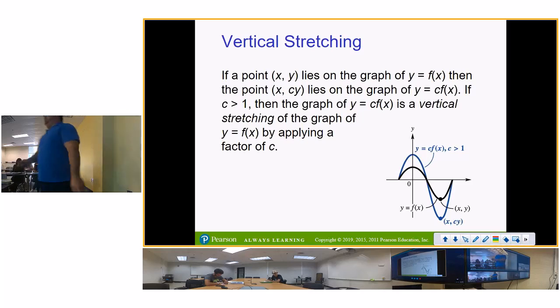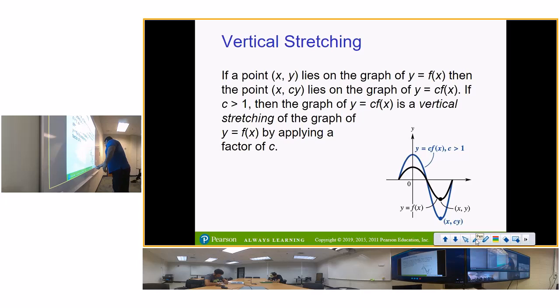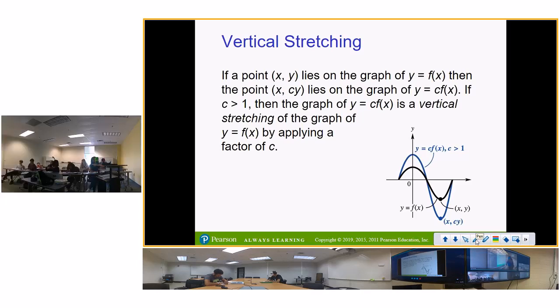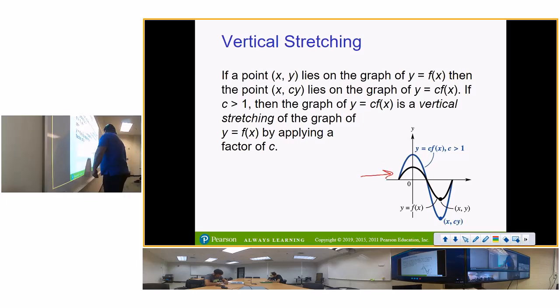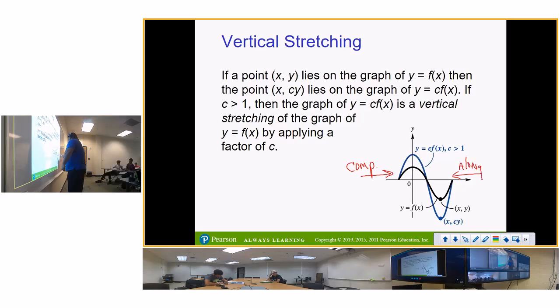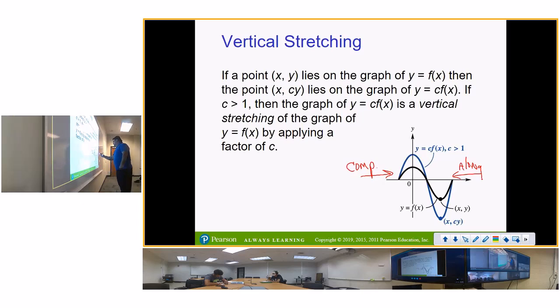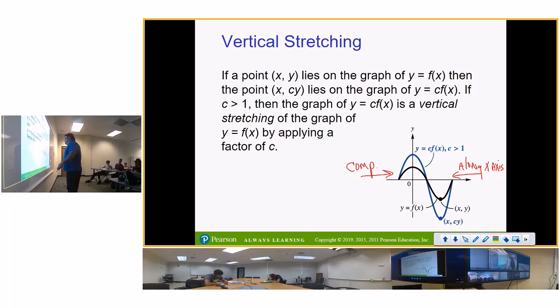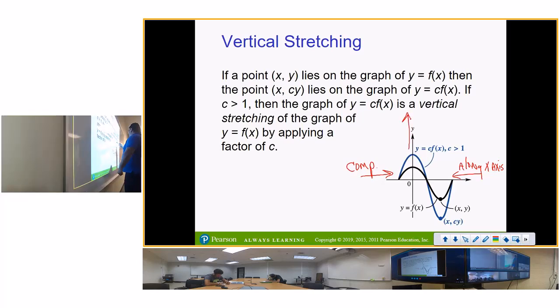So, what I want you to write down is draw a big graph of this, and you are compressing along the x-axis. If you compress along the x-axis, what does that result in on the y-axis? Stretching on the y-axis.